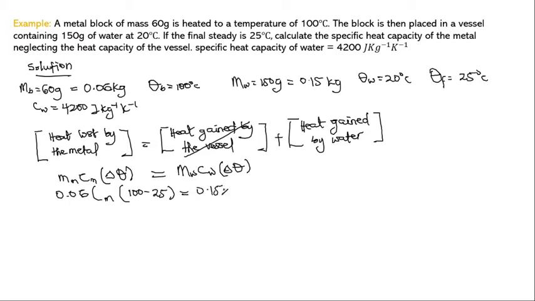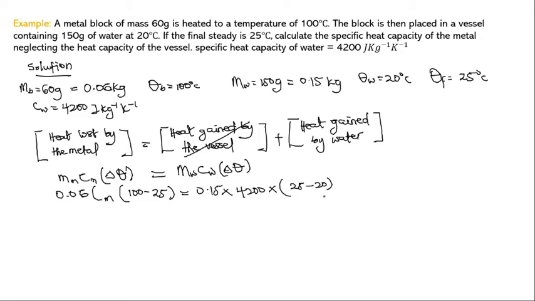0.15 multiplied by the specific heat capacity of water, which is 4,200. And we multiply that by the change in temperature. We can see that the temperature of water initially was 20 and then the final steady temperature is 25. So the difference has to be positive, so we subtract the 20 from the 25.